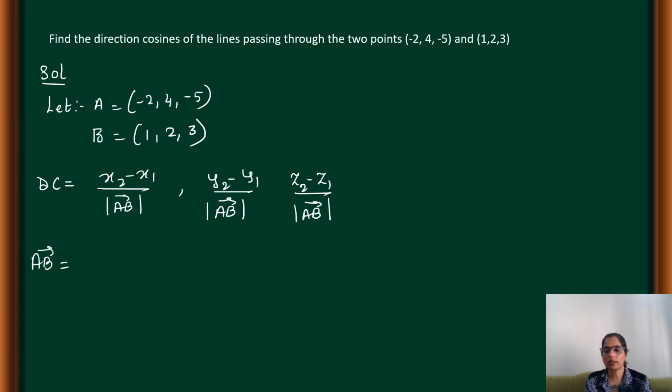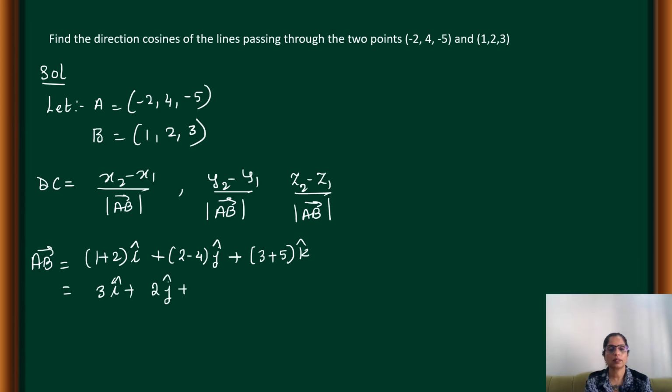AB vector will be x2 minus x1, that is 1 plus 2, I cap, plus 2 minus 4, j cap, plus 3 plus 5, k cap. That means this is equal to 3 I cap plus 2 j cap plus 8 k cap, right? Then therefore, what will be the magnitude?